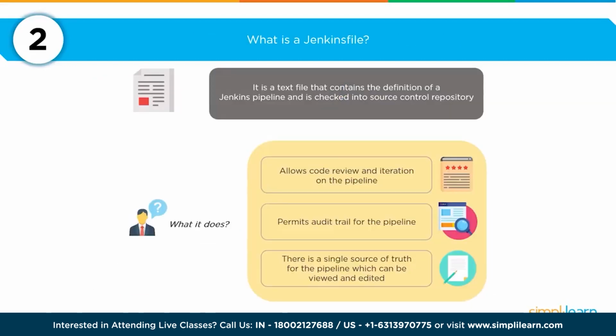The next question you'll be asked is, what is a Jenkins file? Simply put, a Jenkins file is a text file that has a definition of the Jenkins pipeline and is checked into a source code repository. And this really allows for three distinct things to happen. One, it allows for a code review and iteration of the pipeline. Two, it permits an audit trail for that pipeline, and three, it also provides a single source of truth for the pipeline, which can be viewed and edited.